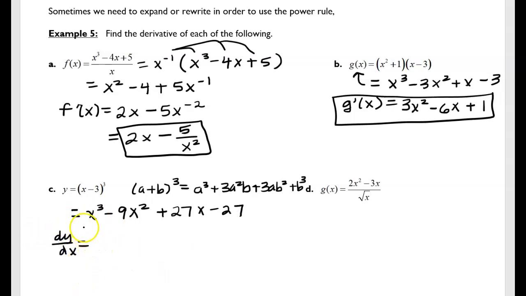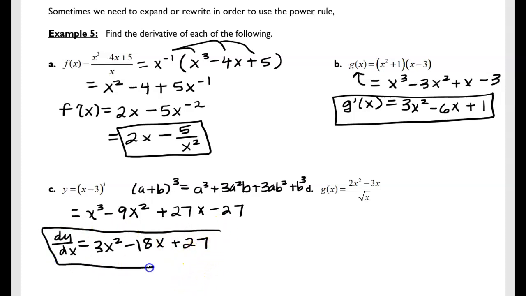piece by piece. The derivative of x cubed is 3x squared. The derivative of minus 9x squared is minus 18x. The derivative of 27x is just 27. And the derivative of minus 27 is 0. So that is our answer.